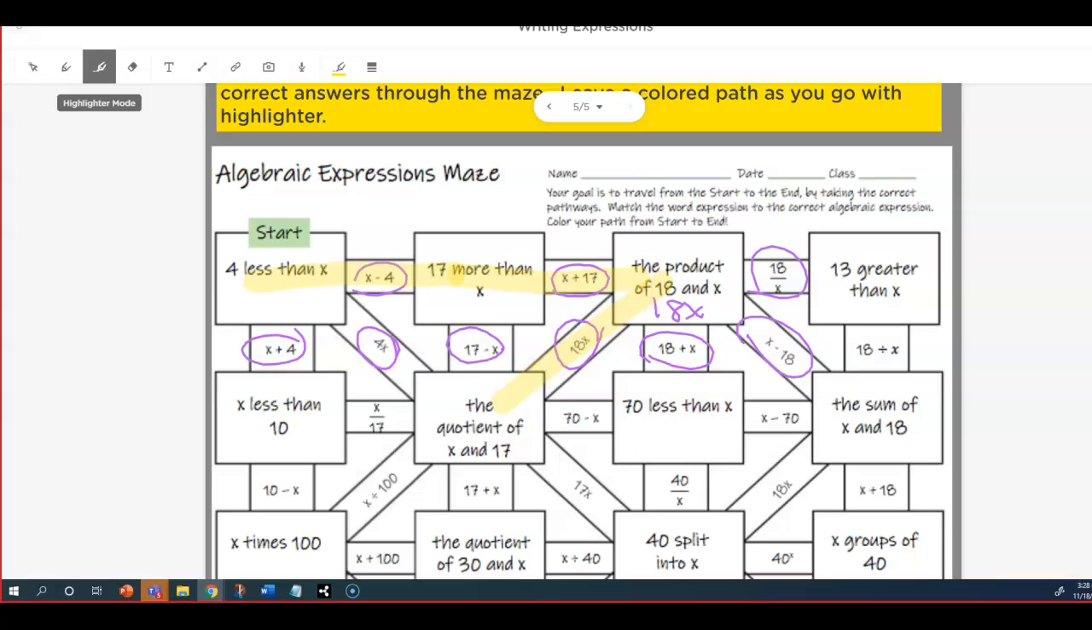Another question is divide, and I'm looking around, but there's no divide over there. I'm already at the end. Yeah, fractions are division. Fractions are division. X less than 10. Fine. Yeah, grab the highlighter.